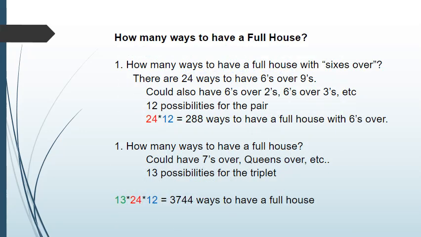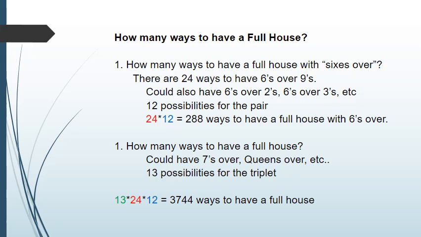How many ways to have a full house with 6s over? There are 24 ways to have 6s over 9s. We could also have 6s over 2s, 6s over 3s, etc. 12 possibilities for the pair. 24 times 12 is equal to 288 ways to have a full house with 6s over.